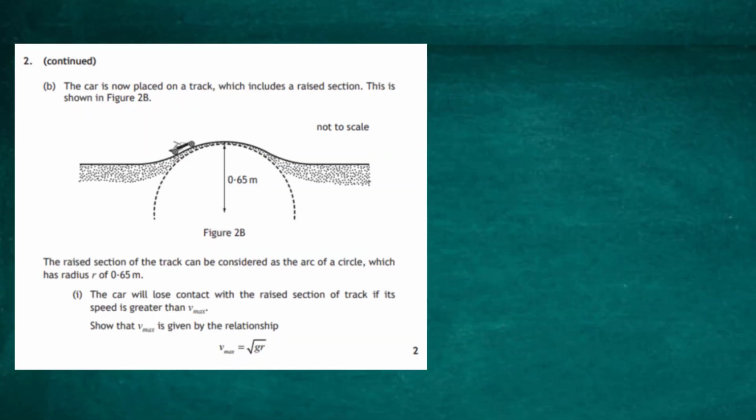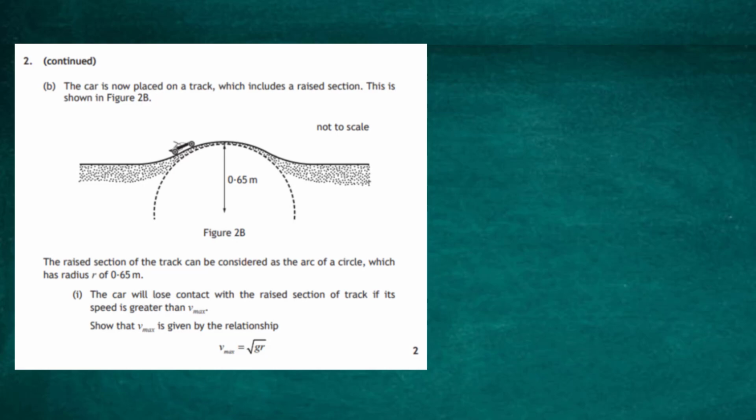Question 2 continued, part B. The car is now placed on a track which includes a raised section, and this is shown in figure 2b. It's not drawn to scale. Now the raised section of the track can be considered as the arc of a circle, which has a radius r of 0.65 metres. And for 2 marks in part I, the car will lose contact with the raised section of the track if its speed is greater than Vmax.